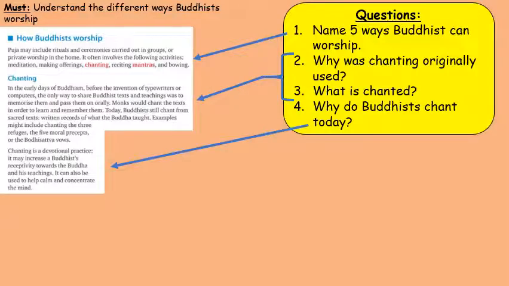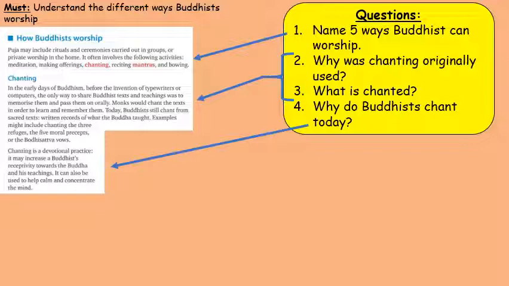From this one, again, kind of the same setup. You can see the questions in the parts where you can find the answers in the textbook. So there's 5 ways that Buddhists can worship. These are basically the main activities that your exam board want you to know. So meditation, offerings, chanting, mantras and bowing. We're looking at this lesson today, chanting and mantras, and also shrines later on, which links into that idea of meditation and offerings. So the 5 things you need to know are basically that list there, okay, to answer that question.